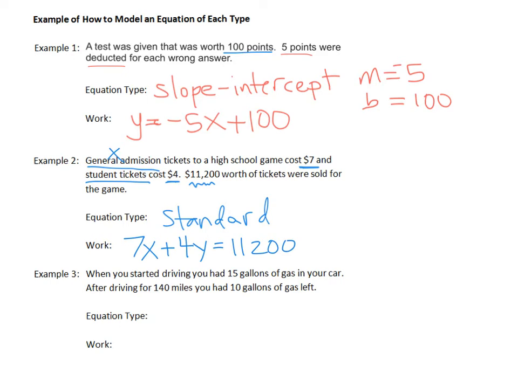So standard form does look like this, ax plus by equals c. So that's why this is the form that works nicely when we know two amounts that are being added together to get a constant total.